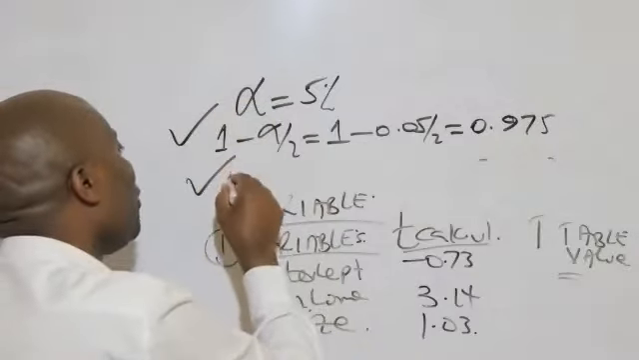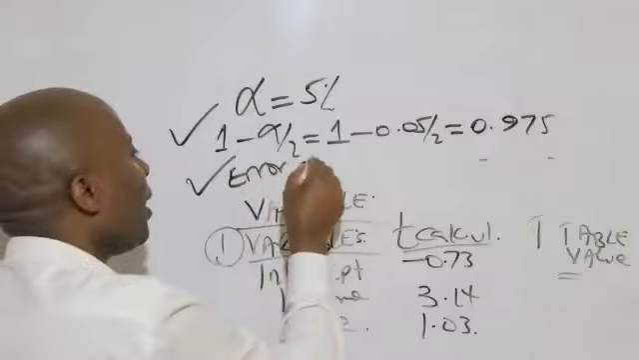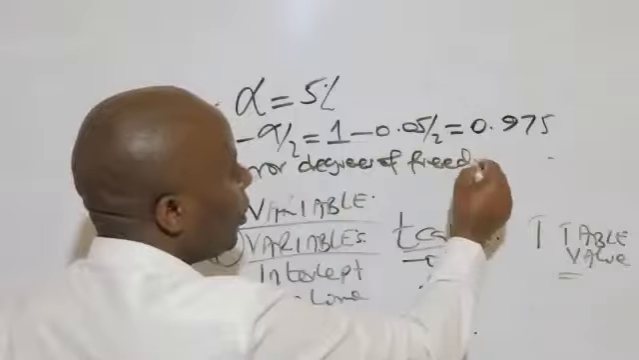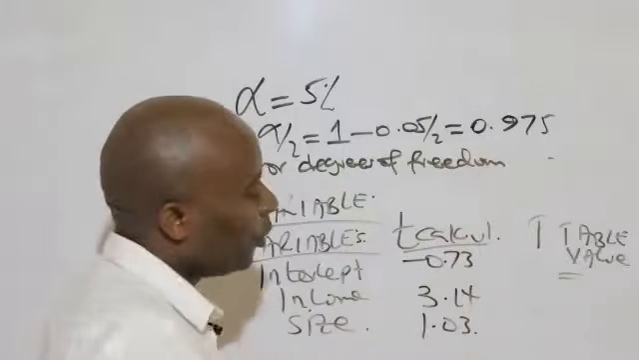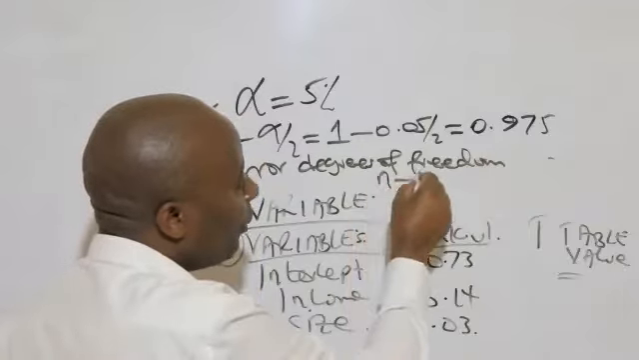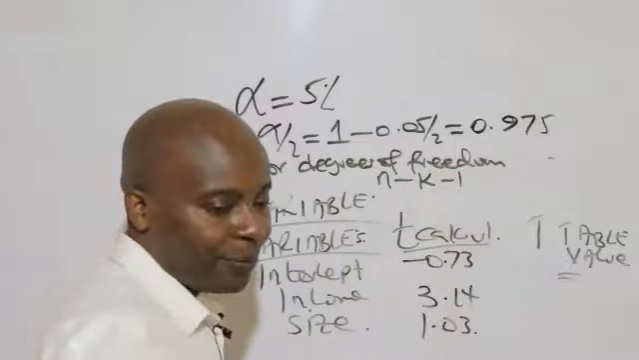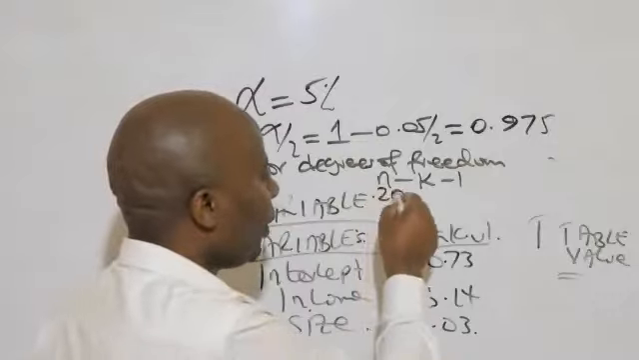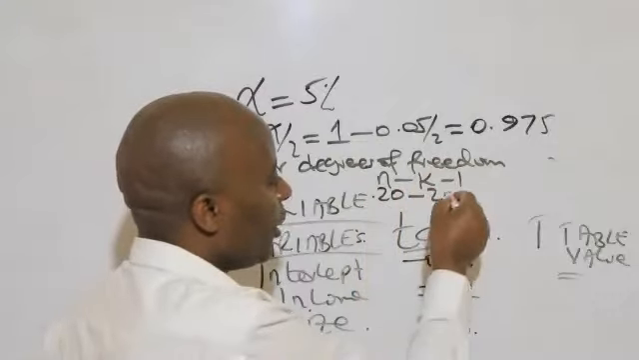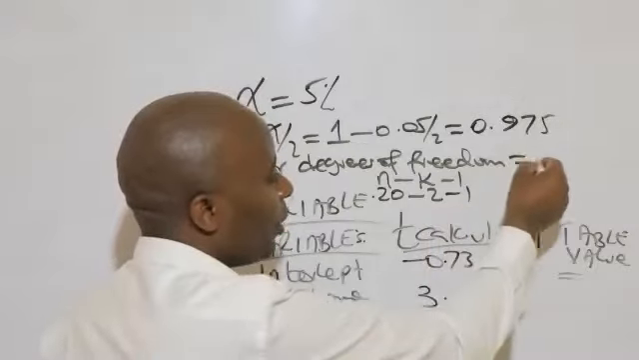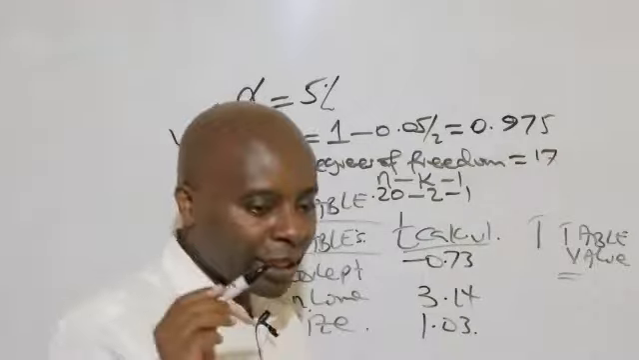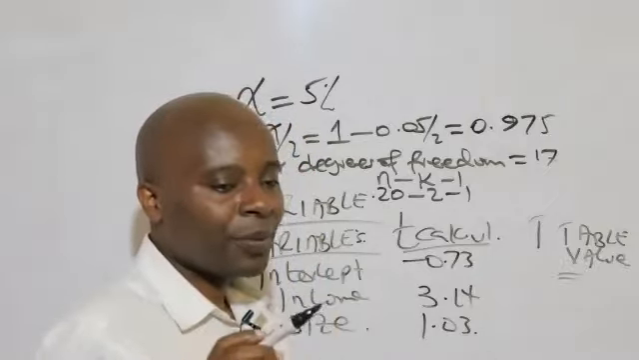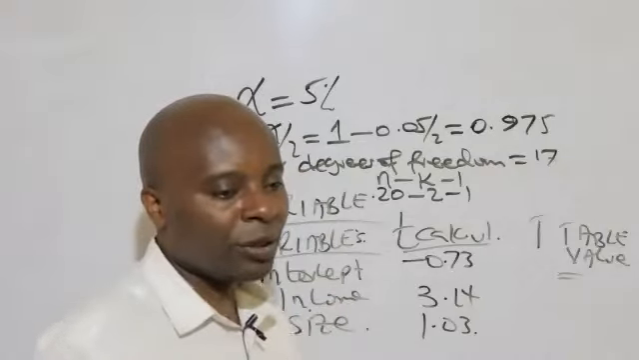Number two, we need the error degrees of freedom. At times the examiner may not give them to you directly, so all you need to do is remember the formula: n minus k minus 1. Our n here, they gave us 20, k we have got 2, minus 1. So this will give us 17. So now you go to that table, 0.975, all the way.